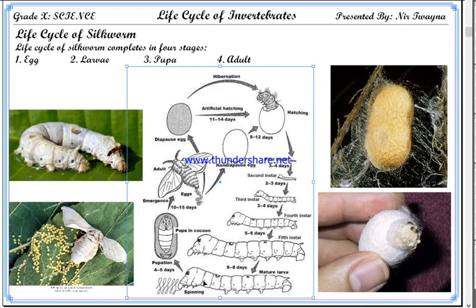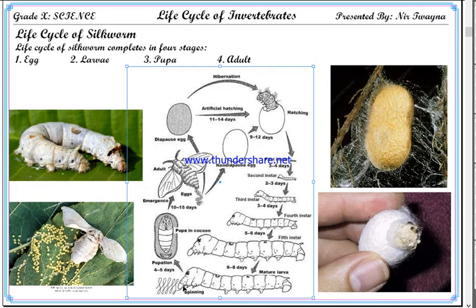At the end of fifth instar stage, it develops silk gland in its mouth.